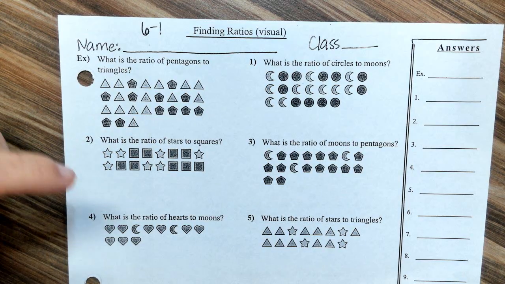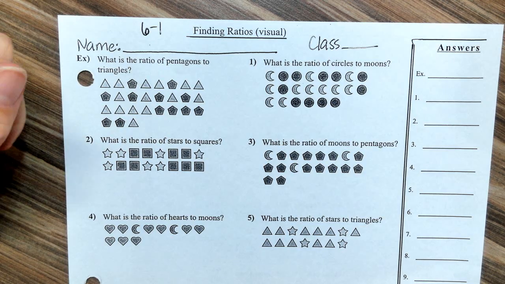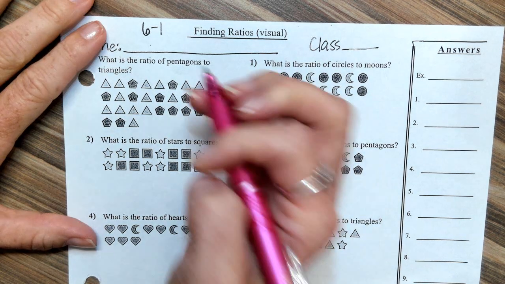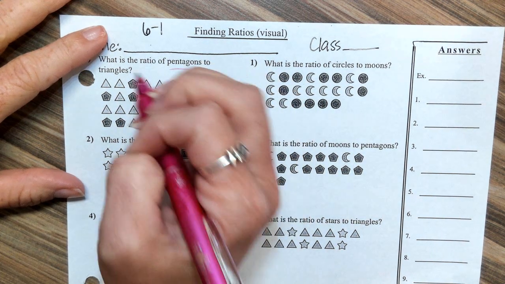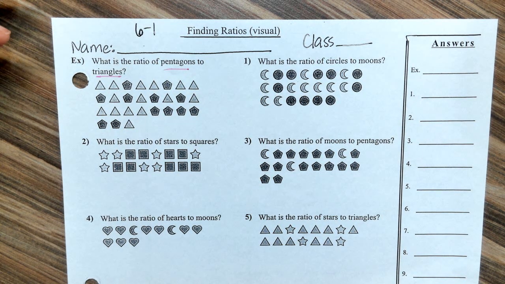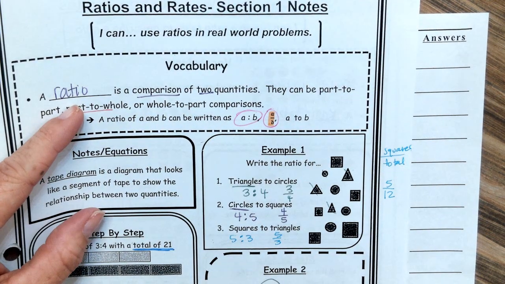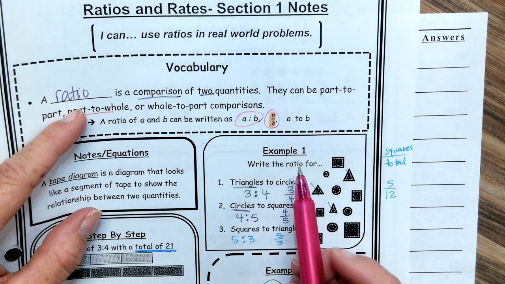Again, you're not having to solve them today. You're just going to write the ratios. So let's do the first one together. It wants you to write the ratio of pentagons to triangles. So you will have to count the pentagons. That number will go first, and then triangles will go second. Yes? I don't care if your answer is written like this or like this. They're the same answer. Whichever way you want to do it.